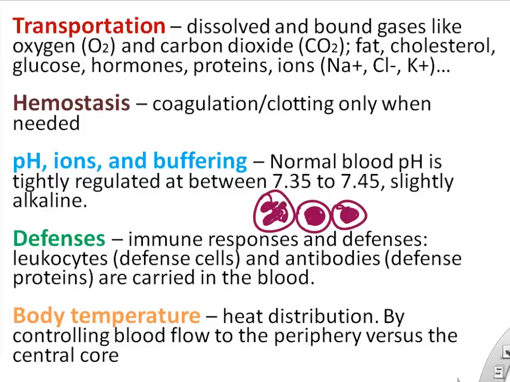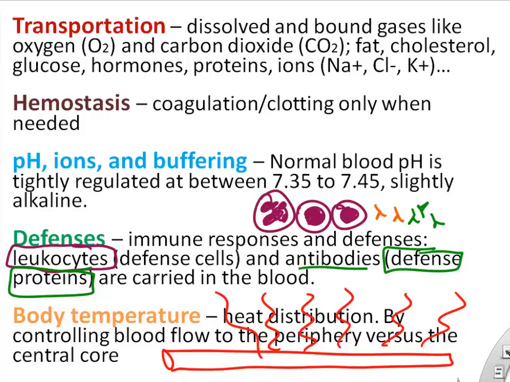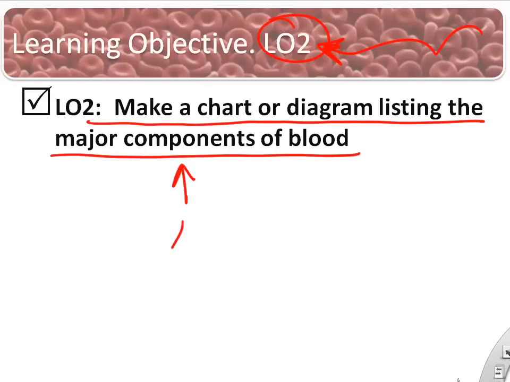We have lots of defense cells circulating around in our blood called leukocytes. We also have defense proteins called antibodies, which we'll learn about. The blood, we know, is important in temperature regulation because we change our blood flow to our skin depending on whether we're hot or cold.